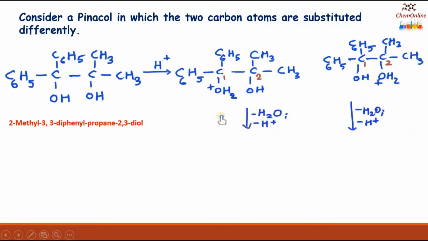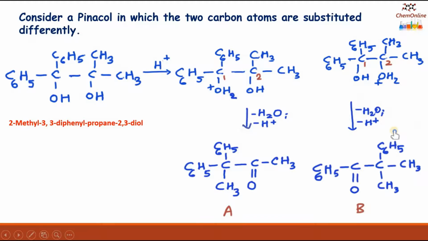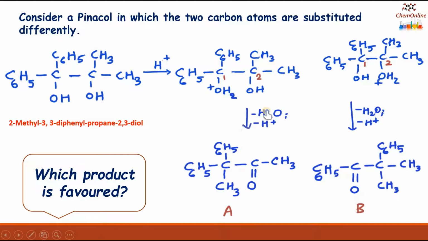formation of a carbocation, and this will rearrange to form product A. But if the OH attached to the C2 carbon is protonated, then the product formed will be B. That is, the phenyl group is migrated to the second carbon and product B is formed. So here there are possibilities for two products A and B. But actually only one product is formed. So which product is favored during this rearrangement? Is it A or B?